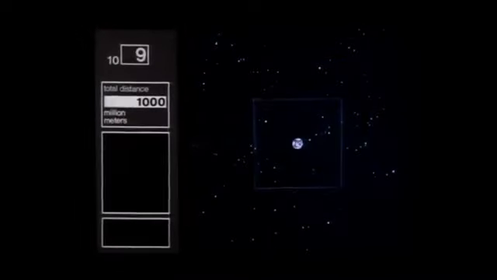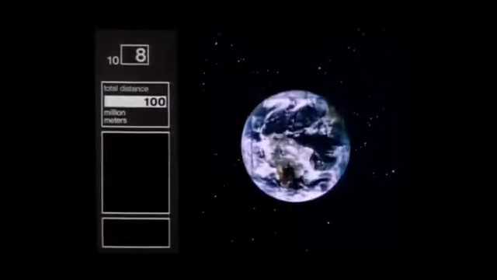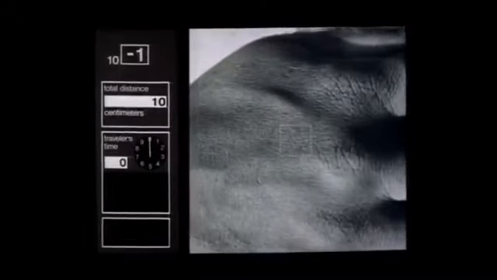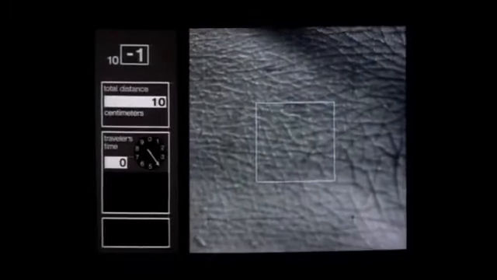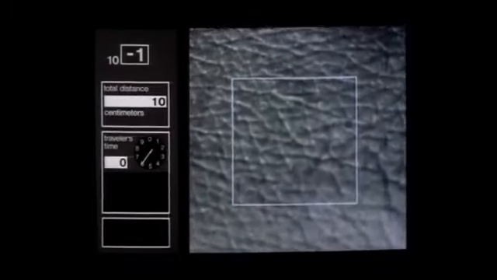Enter the 9th meters. Enter the 8th, 7, 6, 5, 4, 3, 2, 1. We are back at our starting point, and now slow up on 10 centimeters, 10 to the minus 1 meters. Again, in each 10 seconds, we will cover 1 magnitude of change.